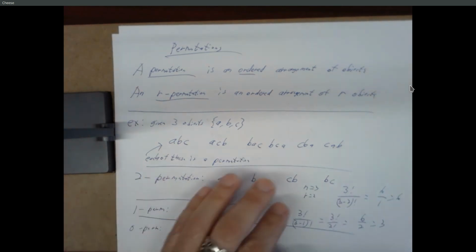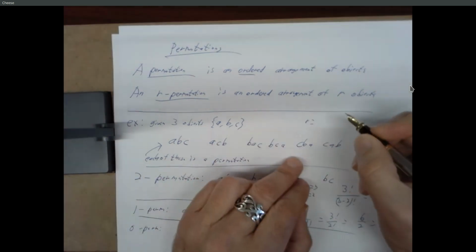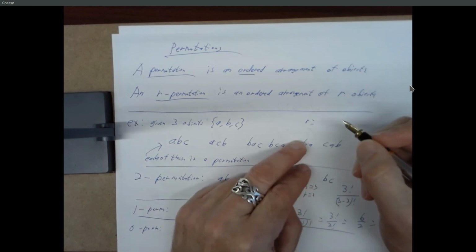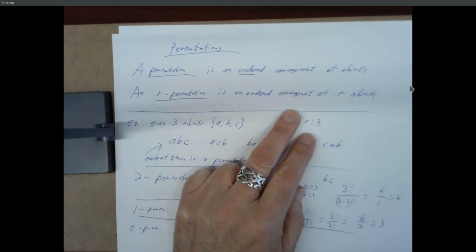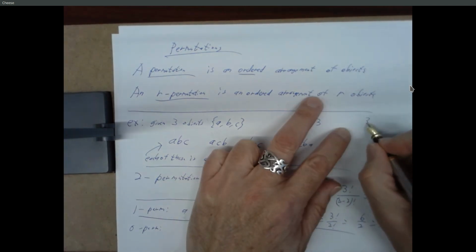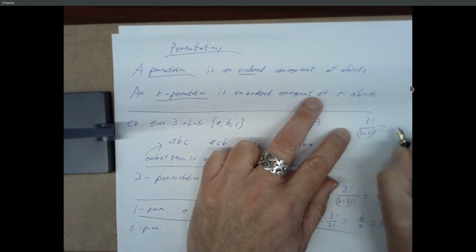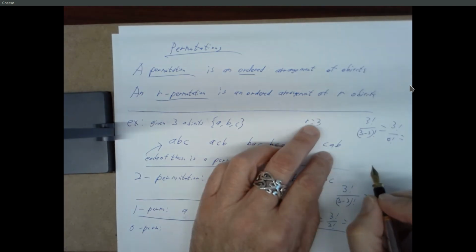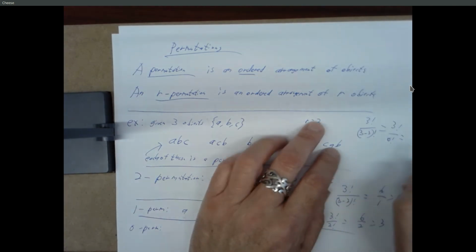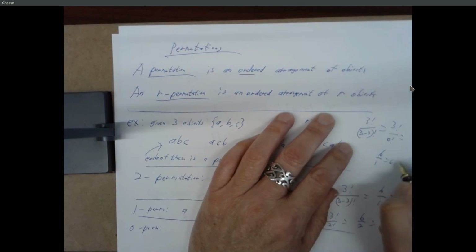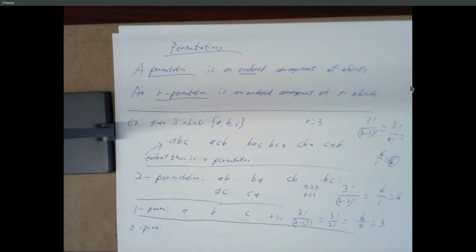The number of 3-permutations, if r is equal to 3, that's 3 factorial over 3 minus 3 factorial, which is 3 factorial over 0 factorial. So what's 0 factorial? Yeah, it's kind of weird. That's equal to 6 over 1, which is 6.